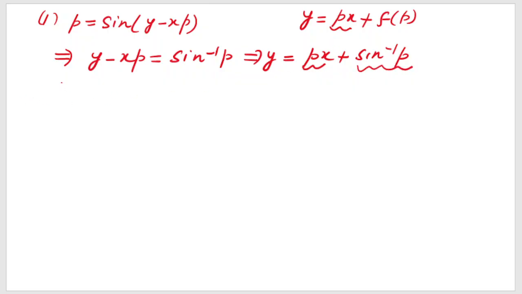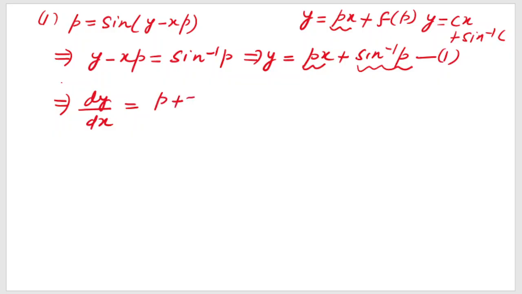To find the general solution, I already know that it is y is equal to cx plus sine inverse c, but I am interested in also finding the singular solution. So I am going to differentiate it and follow the usual process. Let me call this equation number 1. I have to differentiate both sides with respect to x. So dy by dx is equal to, differentiating this, p plus x dp by dx, plus the derivative of sine inverse p, which is 1 by under root 1 minus p square.